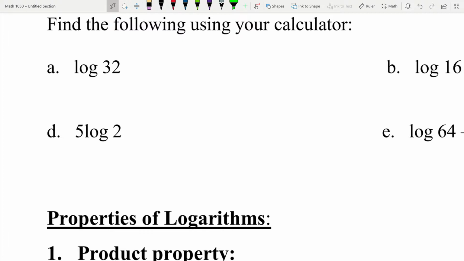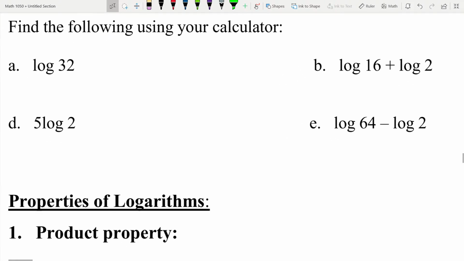Everybody hit log 32, close it off, and hit enter. I never put my answers in decimal form unless what? Unless they tell you, right? So let's put 4 digits right here. Okay, so this is approximately 1.5051.